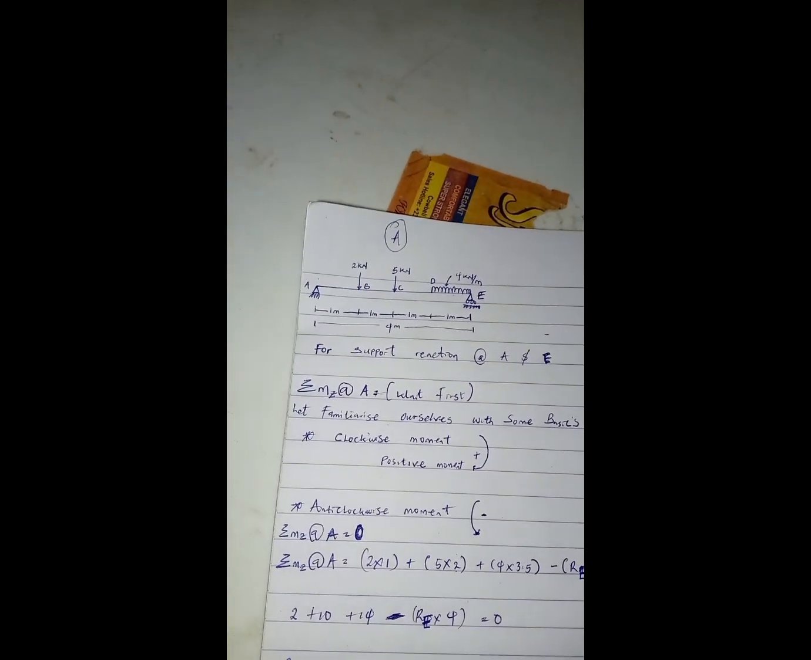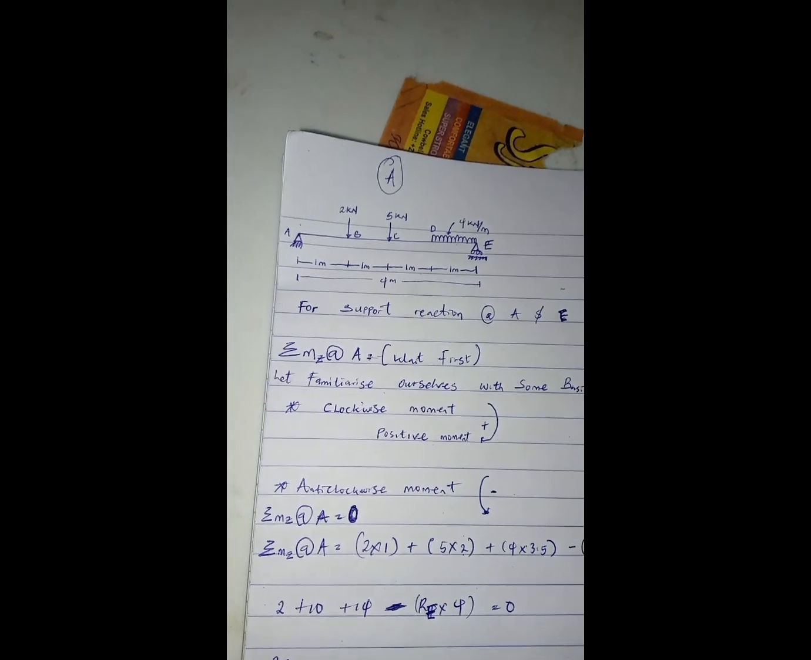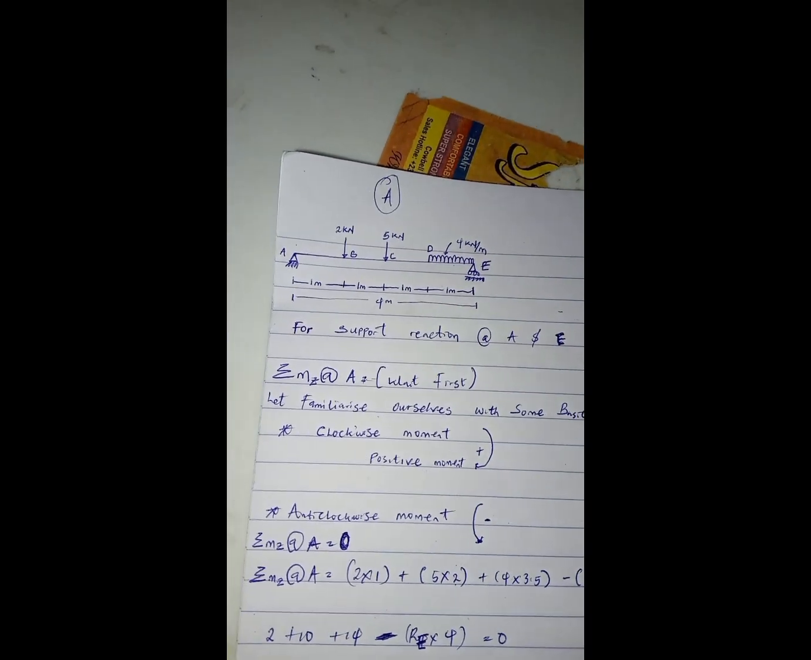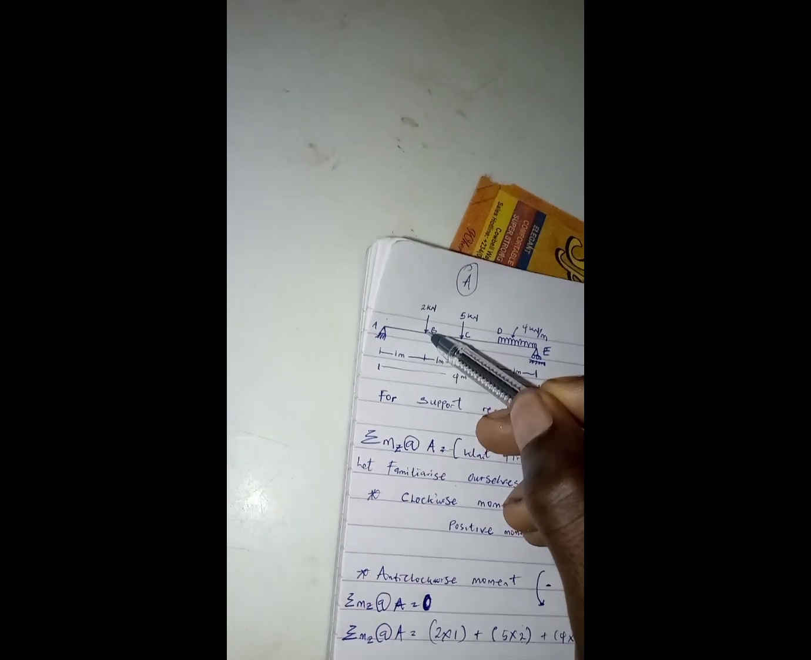So let's familiarize ourselves with some basics. First of all, let's define moment. We talk about moment as the product of force multiplied by the perpendicular distance from the line of action of the force to the point of interest. That's moment. And clockwise movement is being taken as positive. For example, this 2 kilonewton here is trying to create a clockwise moment about point A, so we term it as positive, while an anti-clockwise moment is termed as negative.